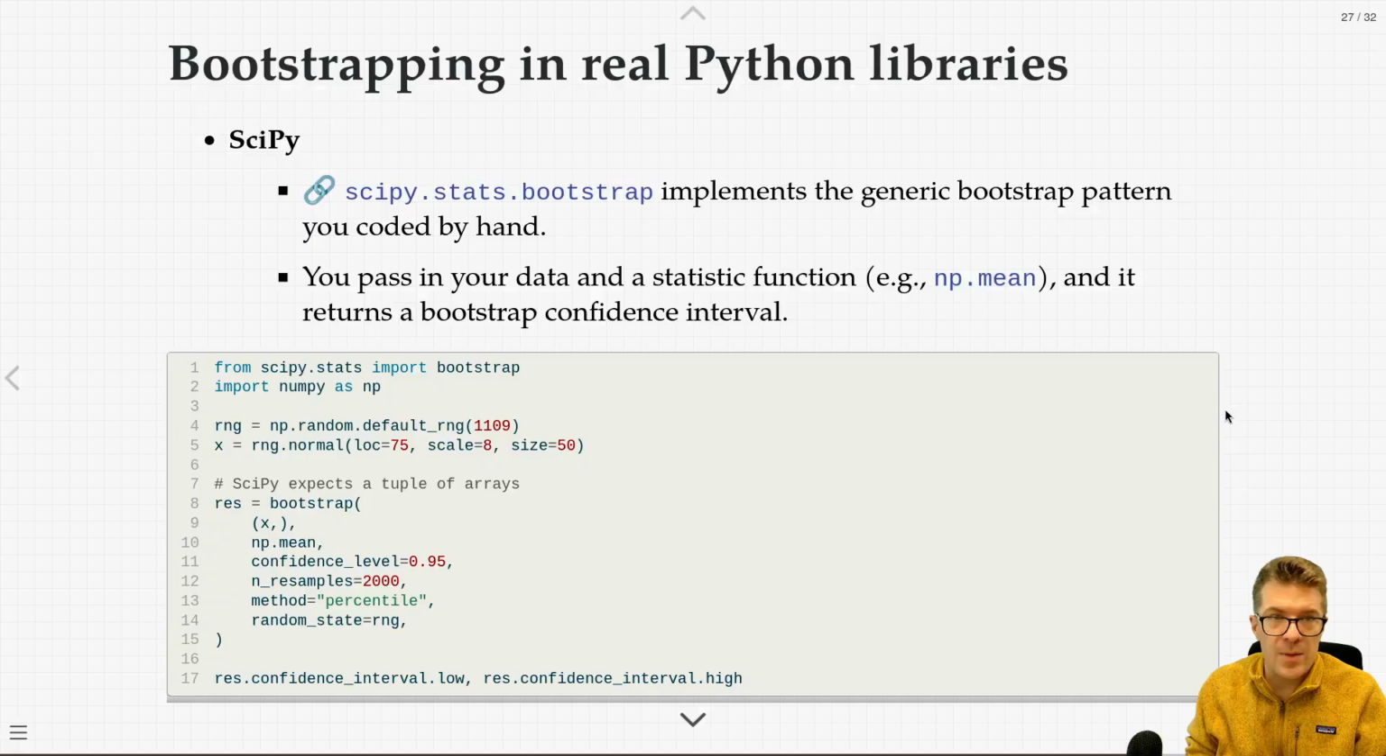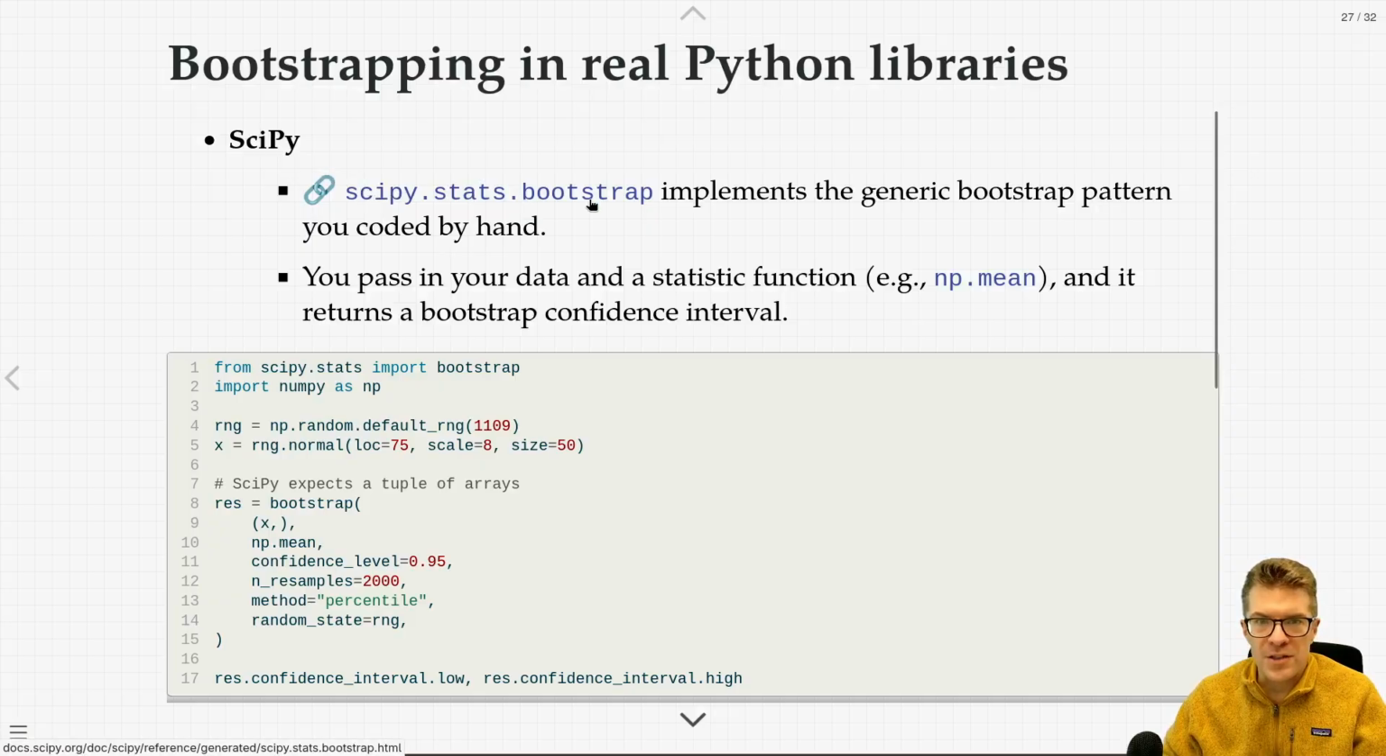So just wrapping up a little bit, it's very easy to do this yourself, as you've seen from the code I've provided for you, but there are implementations in Python that can do some of this for you. In particular, SciPy has a stats sub collection in the library, and within that there's a function called bootstrap, and this will implement the generic bootstrap algorithm that you coded by hand. You can go ahead and click on this link and read more about it.